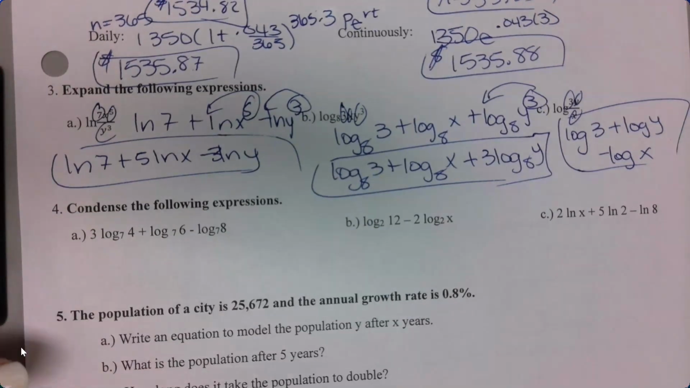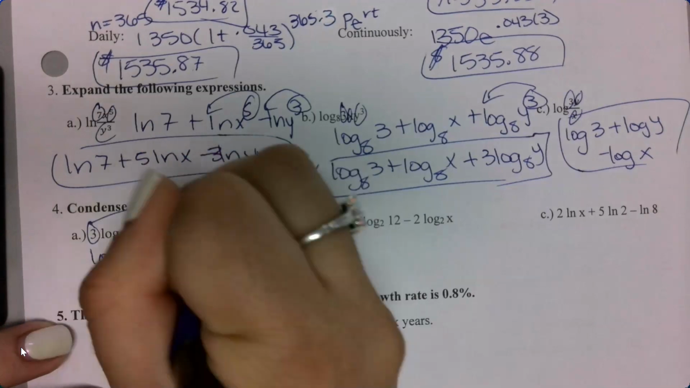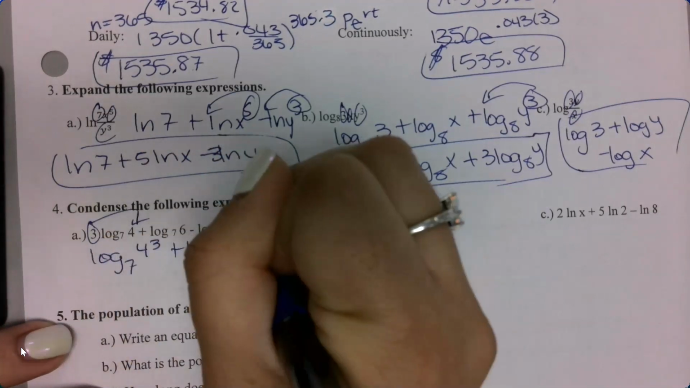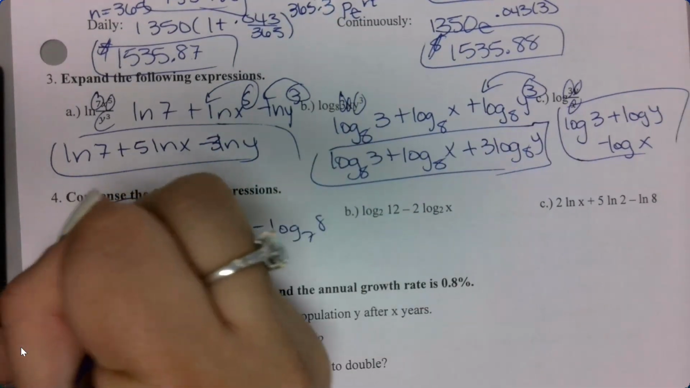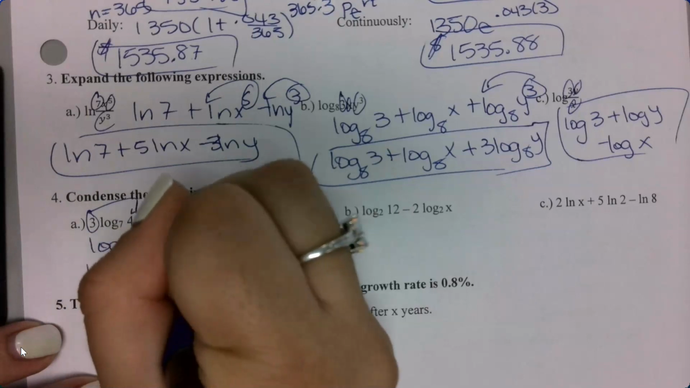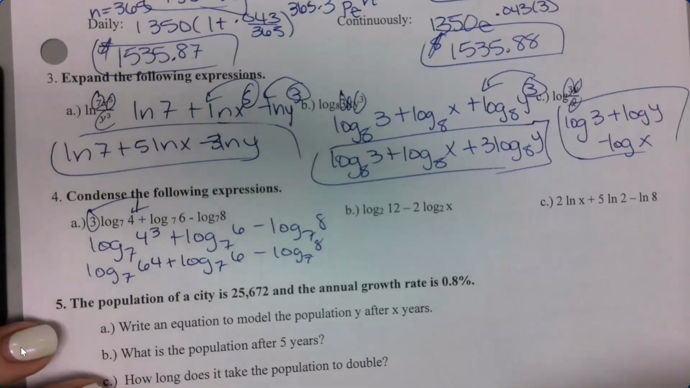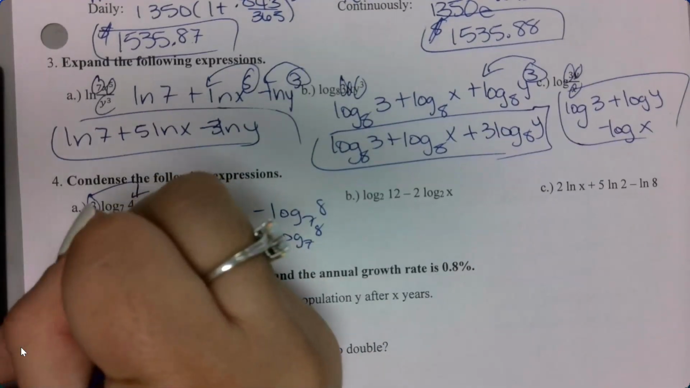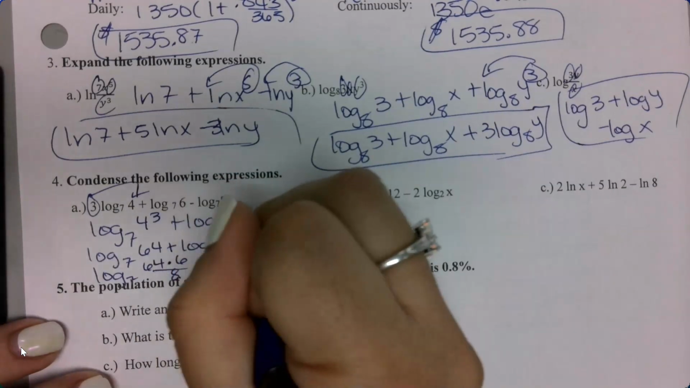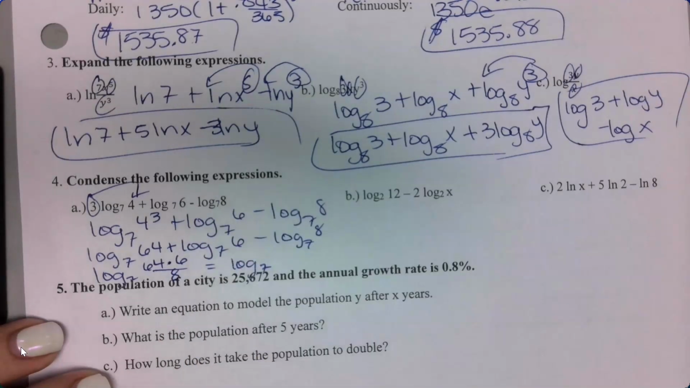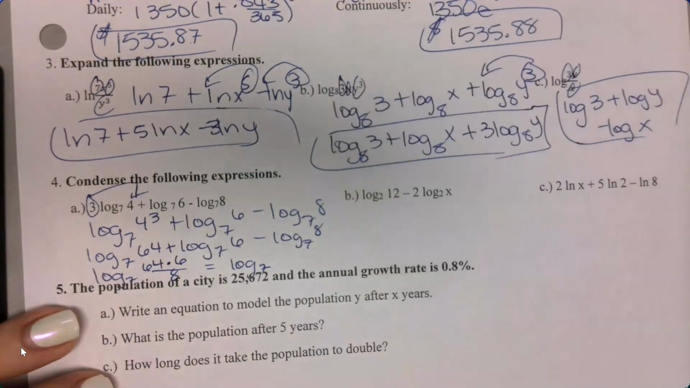These ones I want to condense, so exponents go back to their numbers. This is going to be log base 7 of 4 cubed, plus log base 7 of 6, minus log base 7 of 8. 4 cubed is 64. I'm going to leave everything alone for now. Then I want to put this all together, so I have log base 7 of 64 times 6 divided by 8. This one simplifies to log base 7 of 64 times 6 divided by 8, 48.